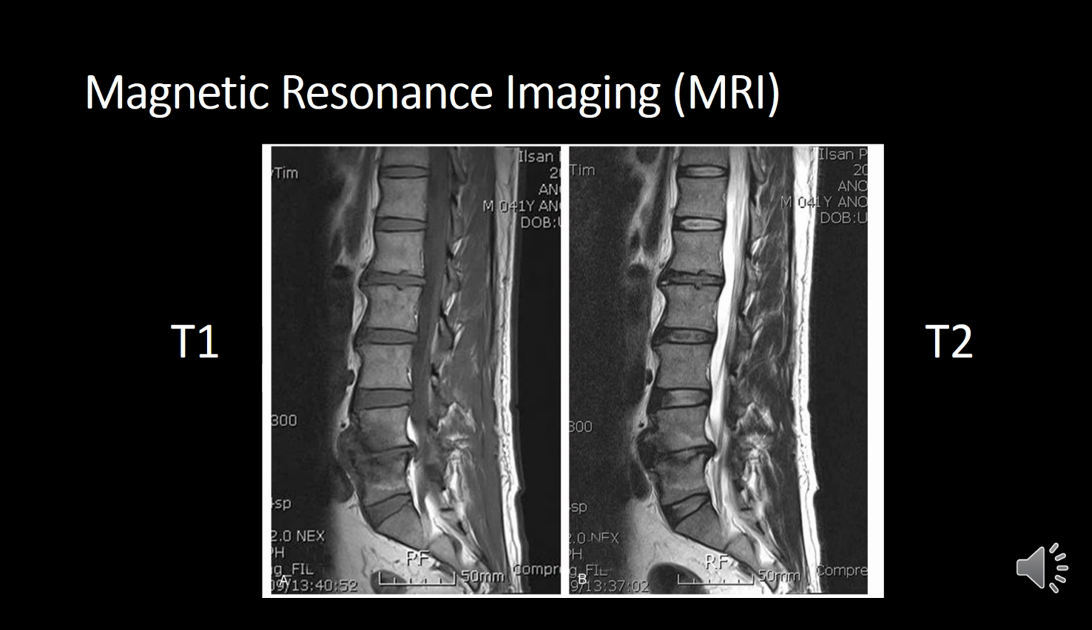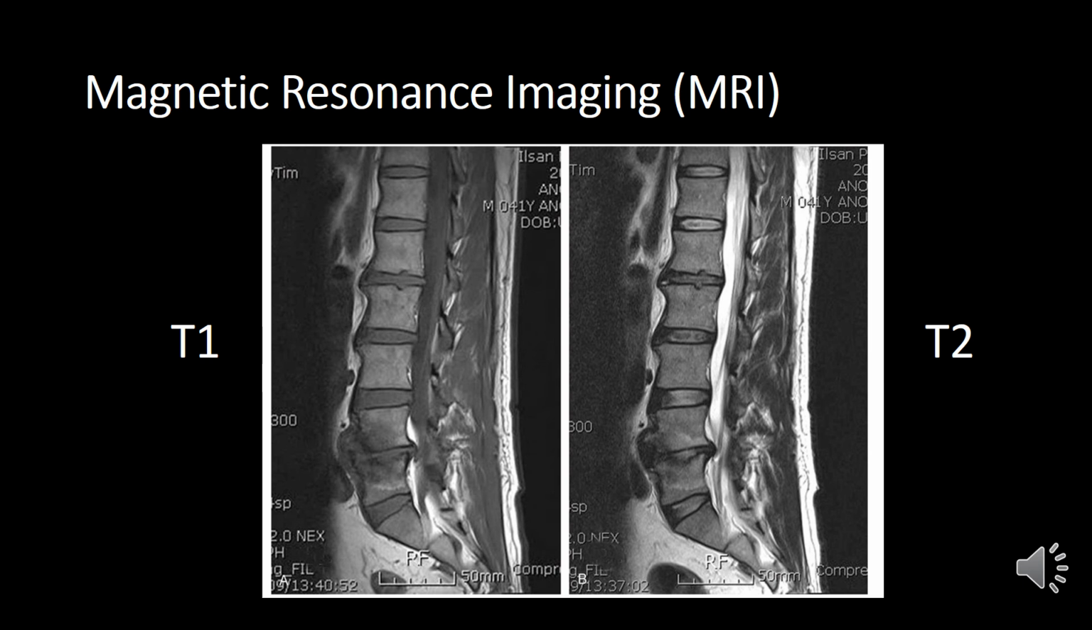So on one picture, our T1 picture, that spinal fluid is appearing dark. On our T2 weighted image, our spinal fluid appears bright. So that's the main difference between T1 and T2 MRIs. With a T1 we're going to have dark fluid. With a T2 we're going to have bright fluid.